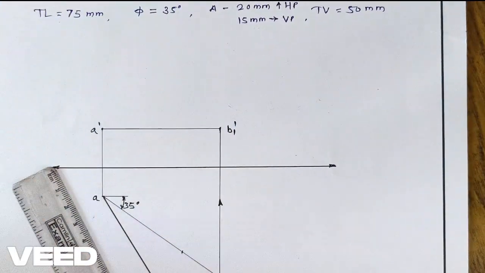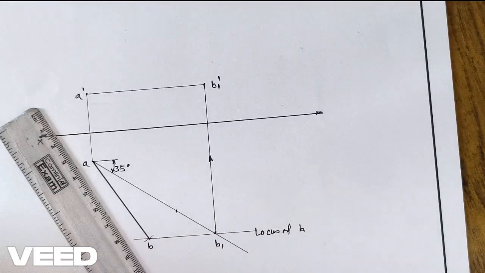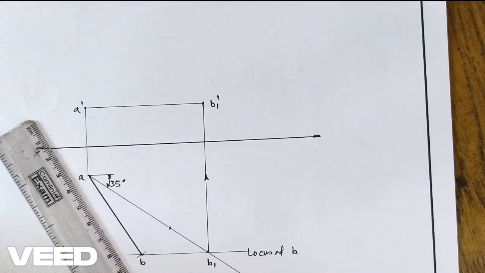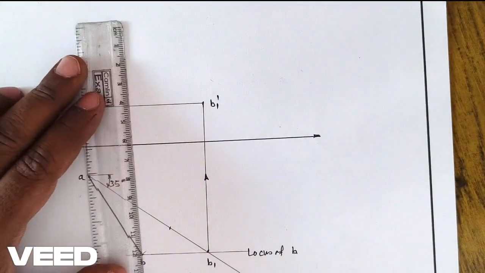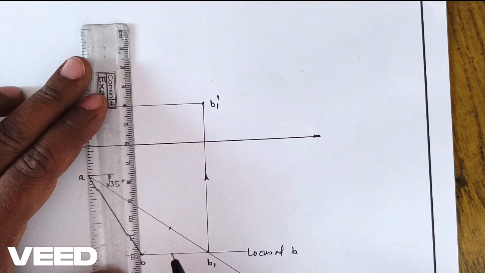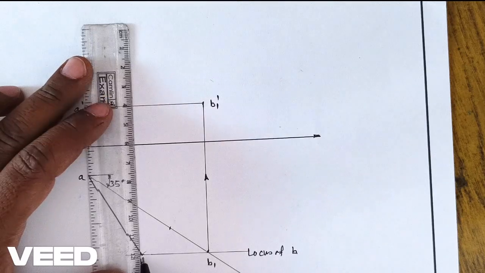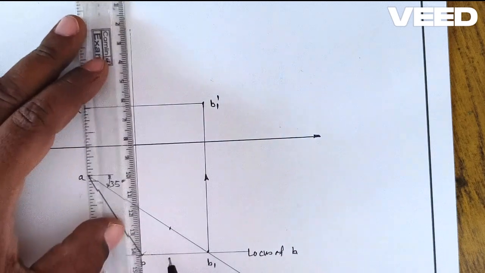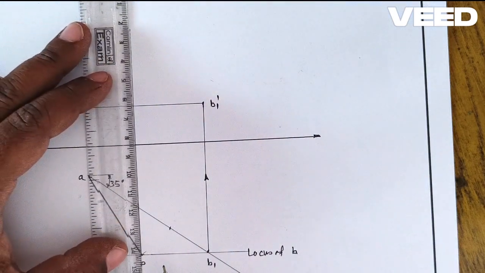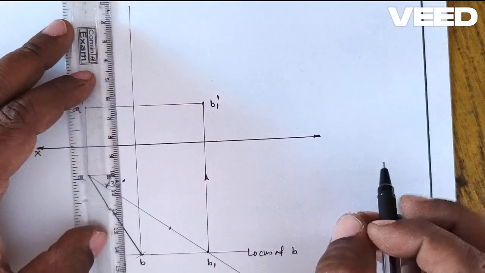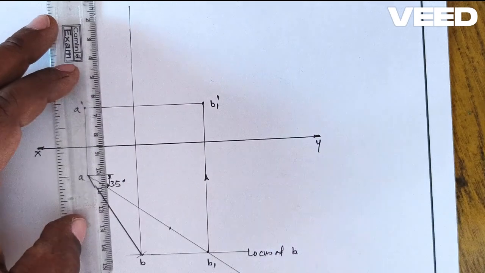Now we know that this top view B is going to meet with the B dash in the front view. So we project this B in the front view like this. Take care while projecting this, the projector should be perpendicular to the XY line. So project this up to here. This is the XY axis.